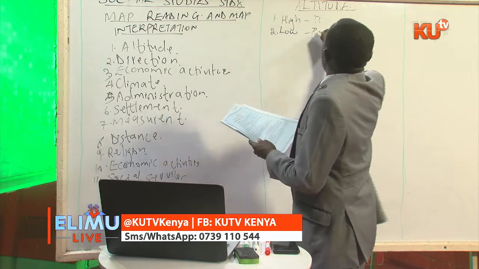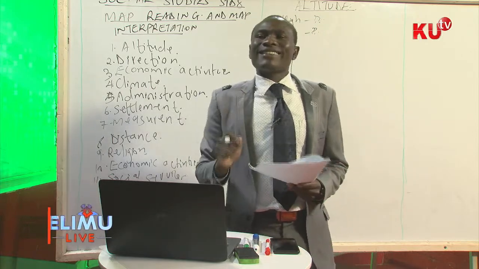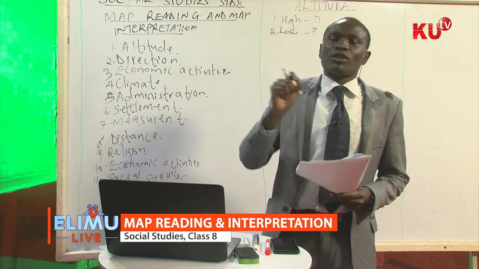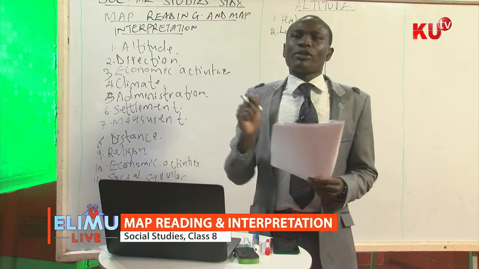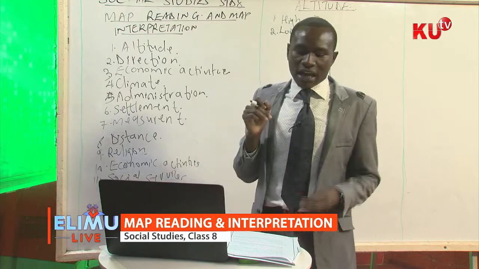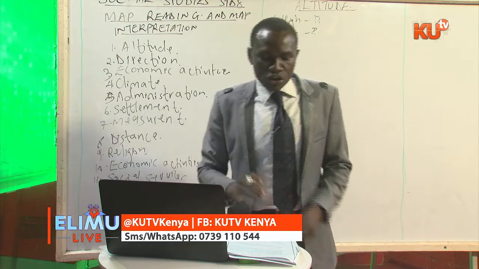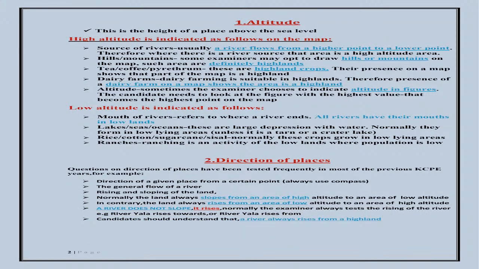Let us look at two, low altitude. How will you know that this is an area of low altitude? What are the indicators of low altitude? One, the mouth of a river. Where the river drains its water becomes an area of low altitude. Number two, cattle ranches also indicate a low altitude area. Crops such as rice and cotton are also indicators of low altitude. Ranching is an activity of the lowlands where population is low. Where the population is low, that is a lowland. Also lakes, seas and oceans are depressions with water, which shows that the area is of low altitude.